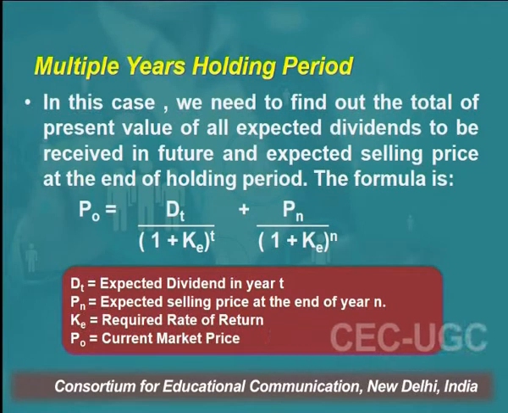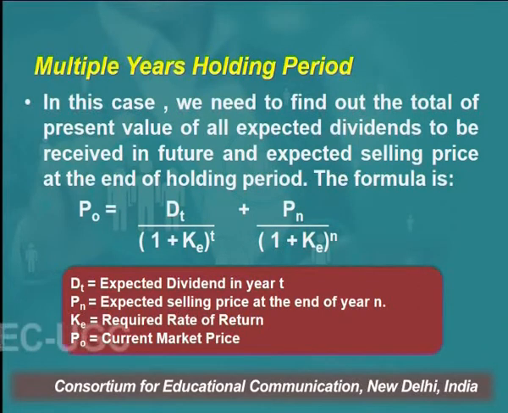So P0 is the current market price, and Pn is the price at the end of the holding period, right?